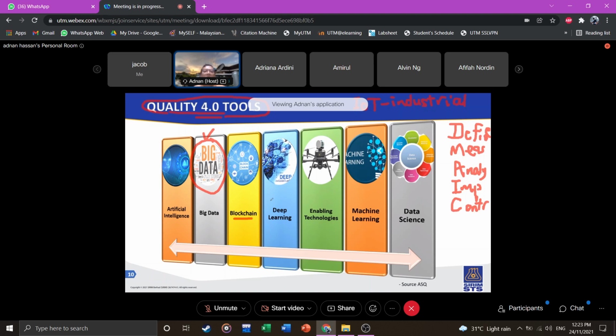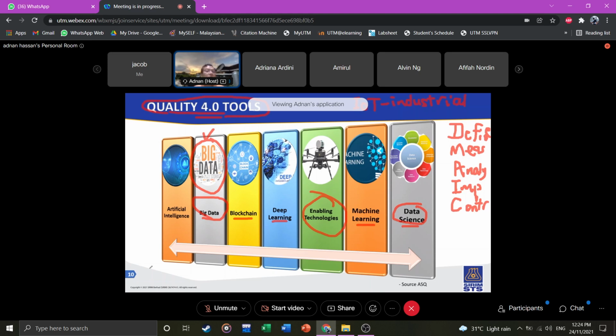Okay, deep learning is also related to artificial intelligence, where the decision making can be more accurate. So these are some of the enabling technologies. This is talking, I think, about this photo here, like a drone. But basically this Industry 4.0 is very much related to quality. That's what I want to try to explain here. Okay, machine learning, data science, data science and big data, they are related.